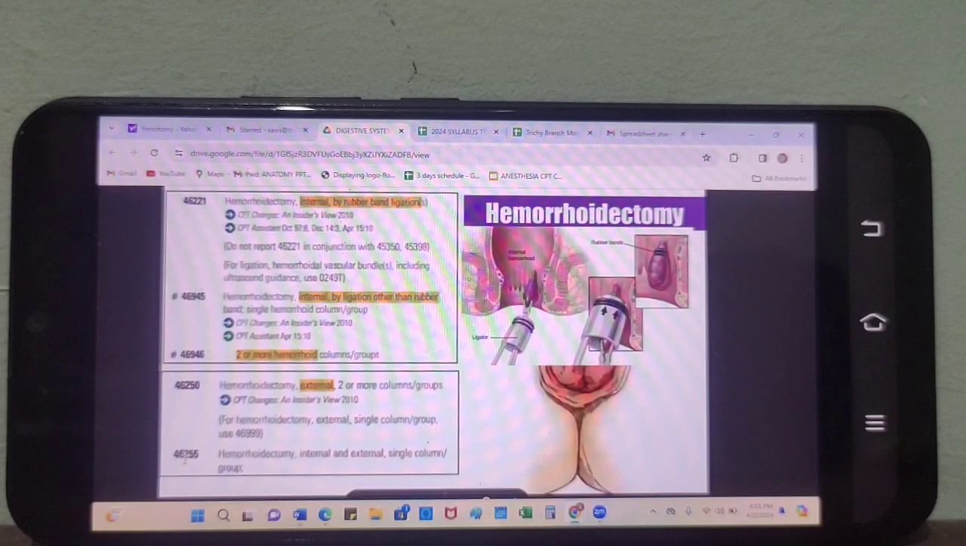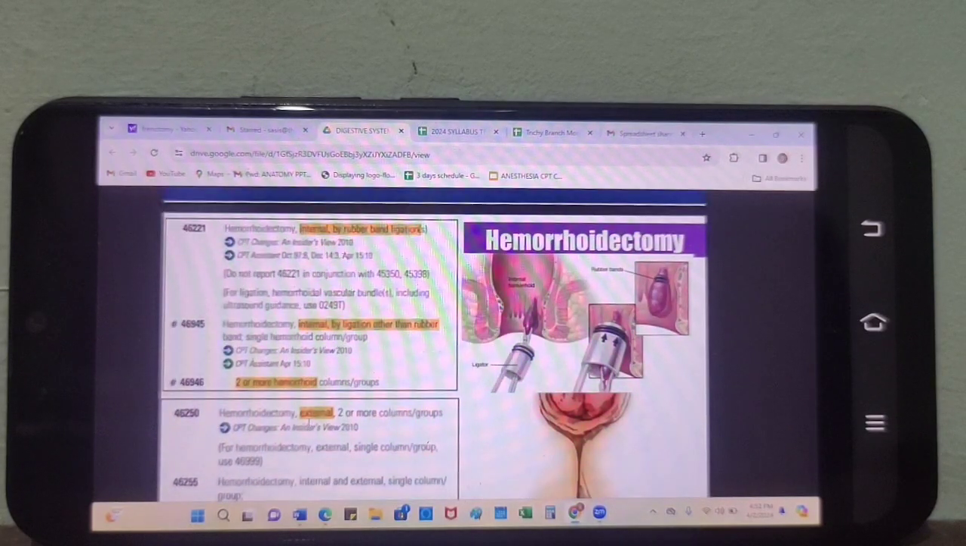And 46255 for both internal and external hemorrhoid. Suppose a patient has both internal and external hemorrhoid, then go for the code section of 46255 or 56. So these are the direct coding. First of all, you have to check whether the hemorrhoid is internal or external. If it is internal, you have to check whether a rubber band is used or not. For external, we have to concentrate on the number of hemorrhoids. That's it.